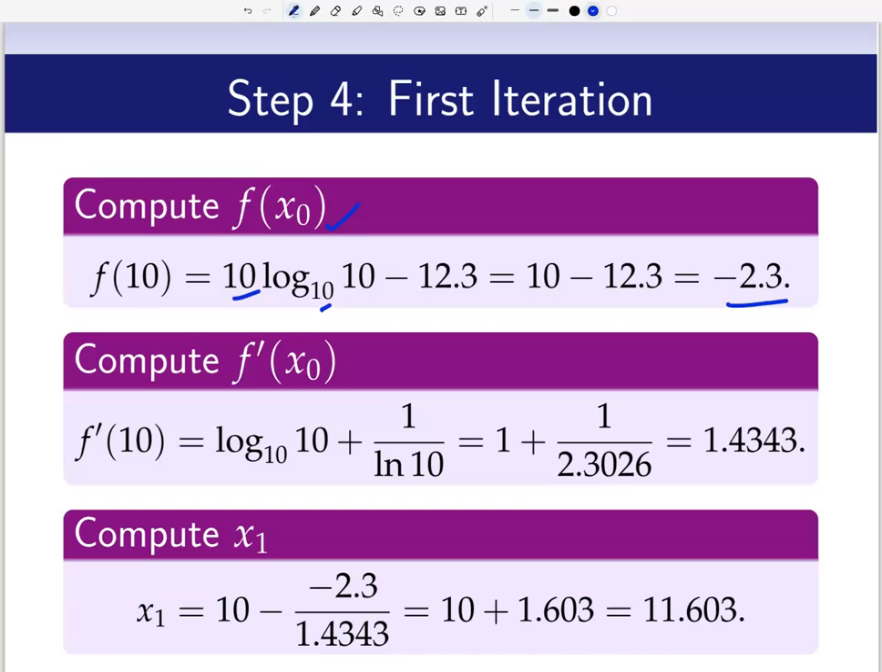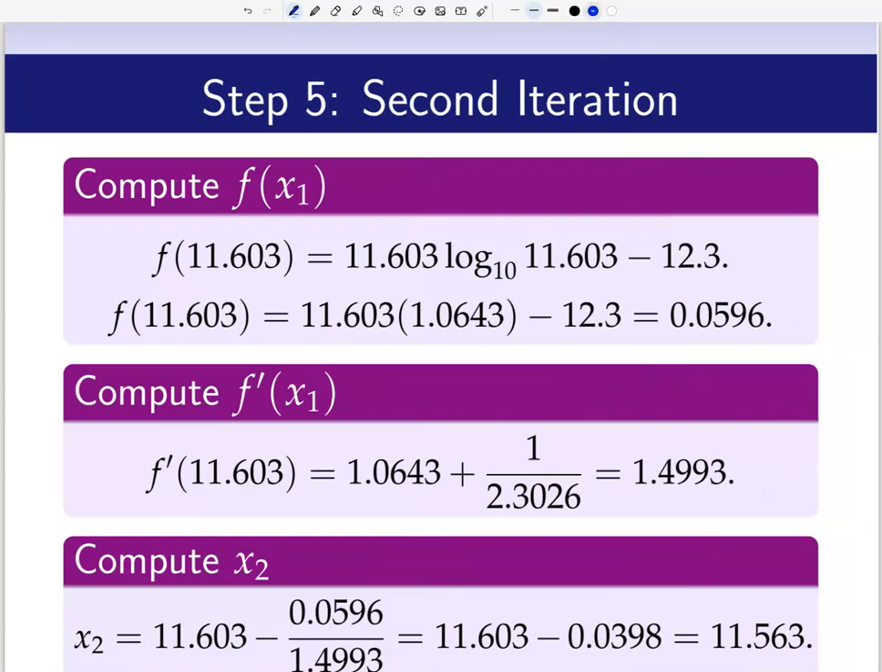Compute f dash x0. So f dash 10, if I plug in all these values, we'll get 1.4343. So now by using the Newton-Raphson method, x1 will be 10 minus (minus 2.3 by 1.4343), since x(n+1) is equal to x(n) minus f(xn) divided by f dash (xn). So we have to plug that in. So finally x1 is 11.603.